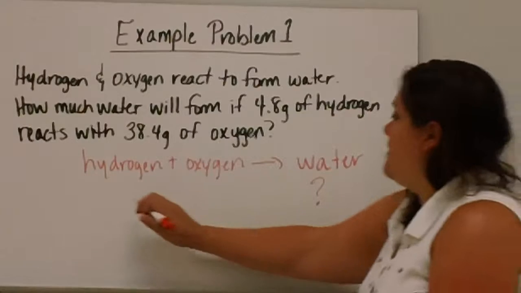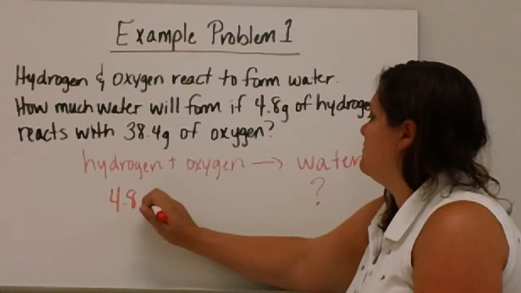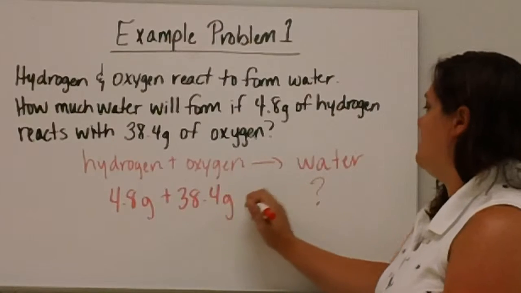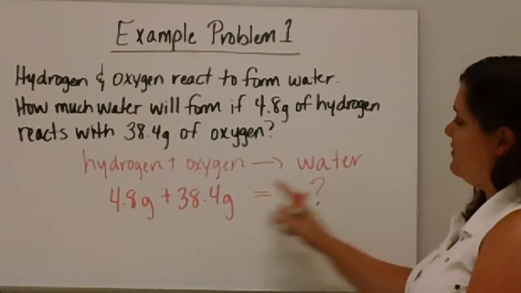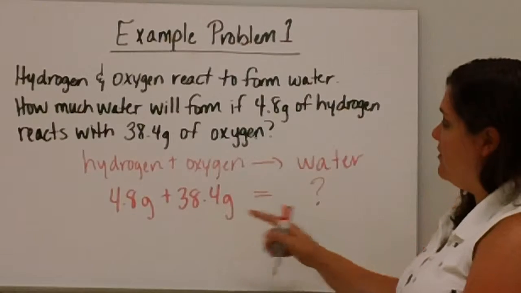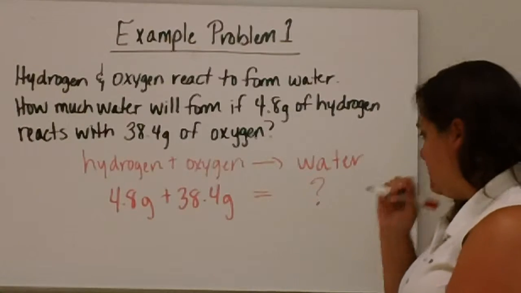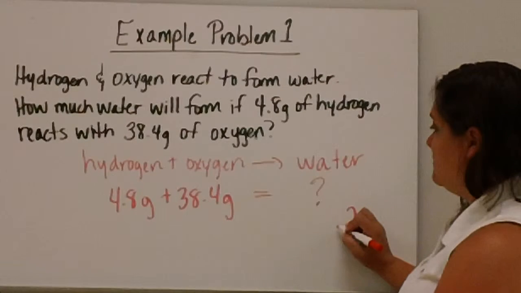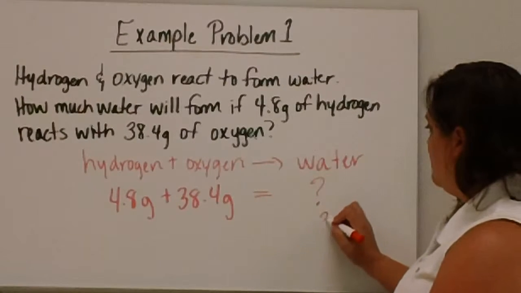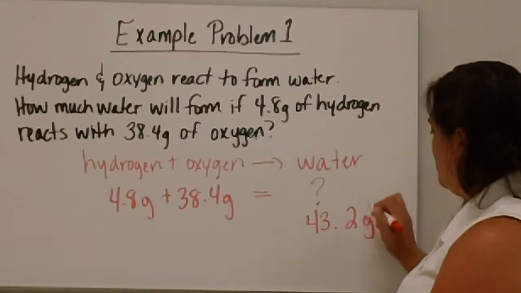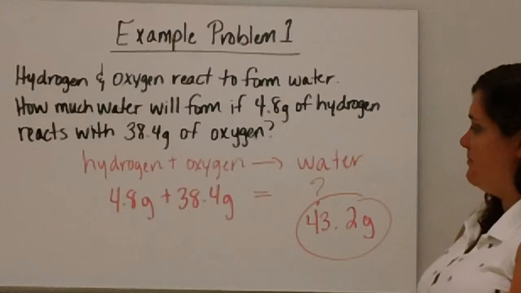If we have 4.8 grams of hydrogen and 38.4 grams of oxygen, how much water would we make? Alright, we just add those two together. And so we get 38.4 plus 4.8 is 43.2 grams of water.